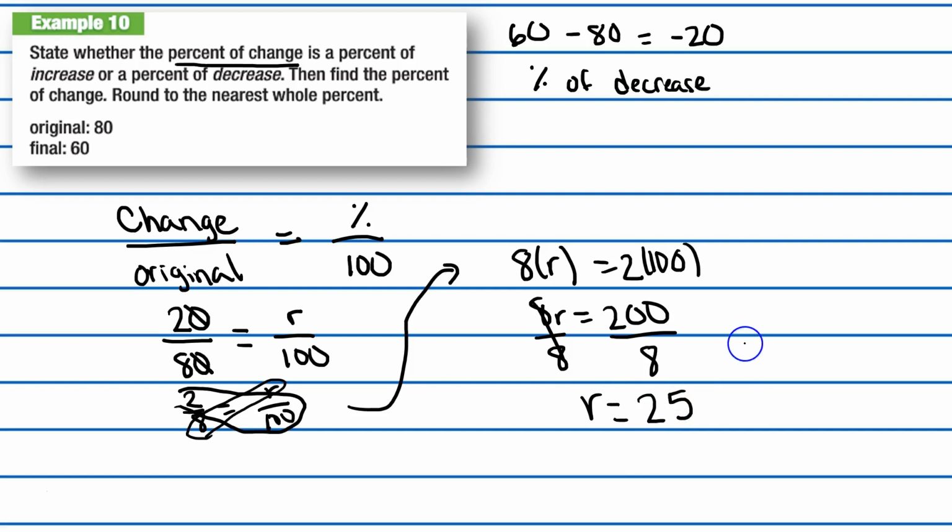Because R is equal to 25, and what we were missing was the percent, we have a 25% decrease.